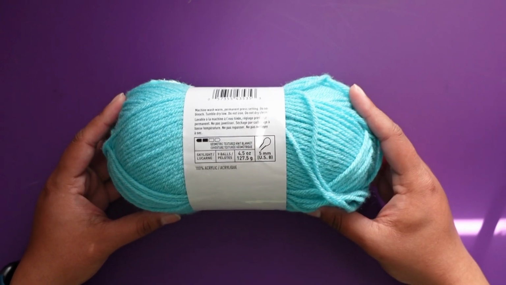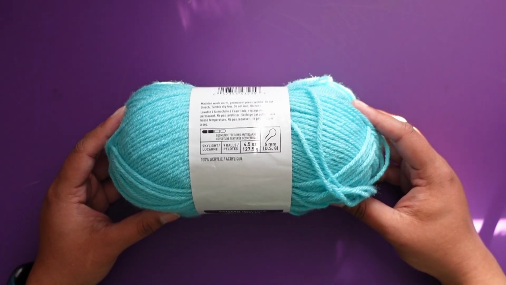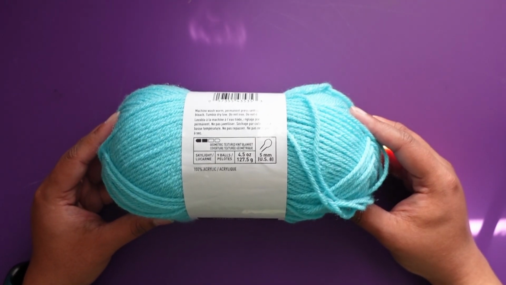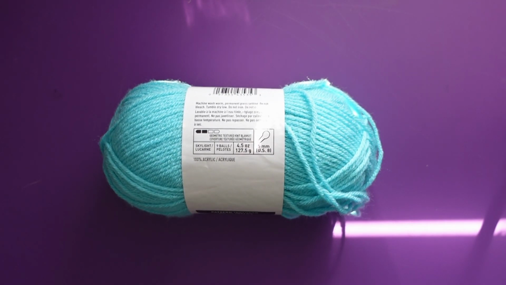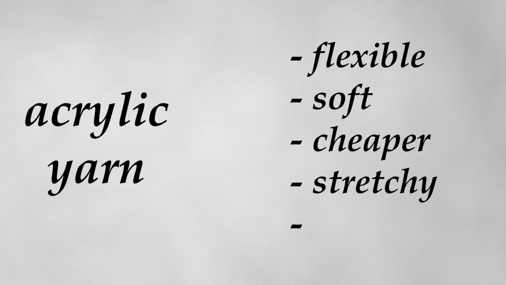Now that we know how to read a yarn label, let's look at all the different materials of yarn that you can get. As I mentioned, this is acrylic yarn. Acrylic is the most common for beginners, and that is what we will be using in this course. The reason why I picked this is because it is flexible, soft, and cheaper by comparison. It's stretchy and it's forgiving.